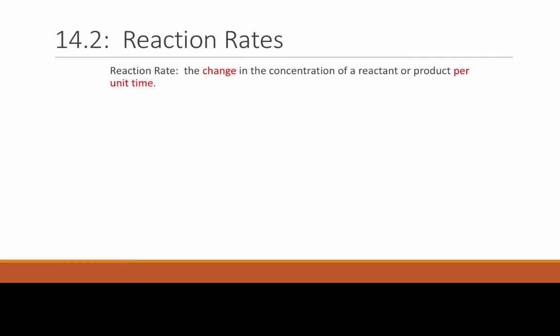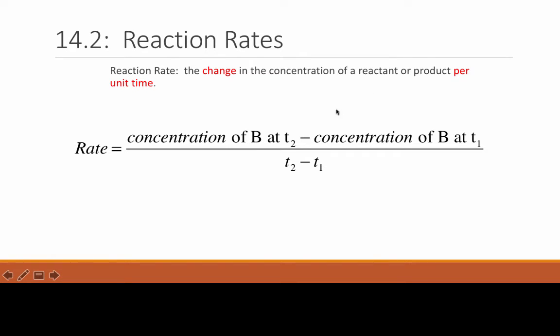A reaction rate is the change in the concentration of a reactant or product per unit time. We can express this mathematically by showing the concentration of substance B at time 2 minus the concentration of substance B at time 1, in other words, change in concentration of substance B, over time 2 minus time 1, or change in time. We could abbreviate this as follows. Rate is equal to delta concentration of B over delta t. In other words, change in concentration of B over change in time.